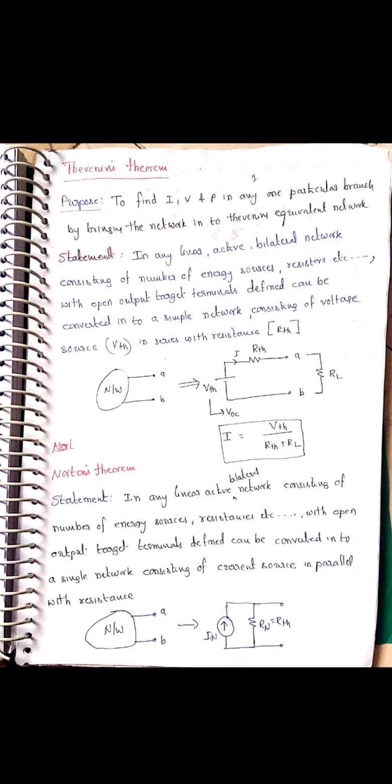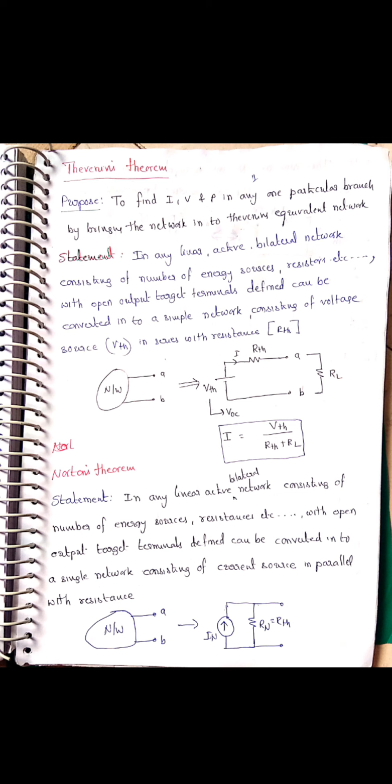After bringing the network into a practical circuit, everything is connected in series, so we will calculate current using the formula I equals V by total resistance. V is nothing but the voltage source magnitude, which will exist across the desired element.